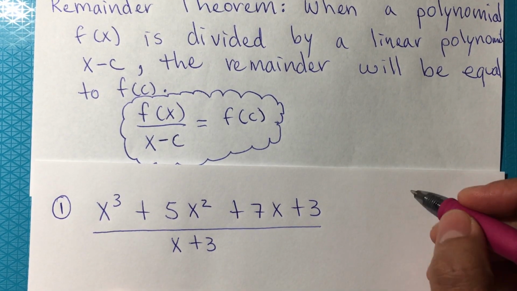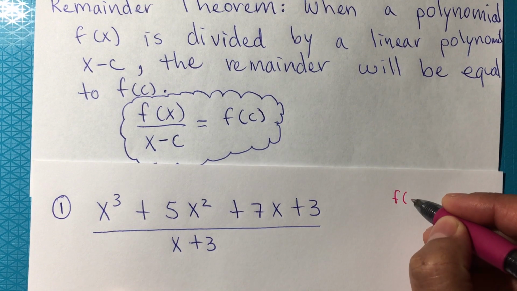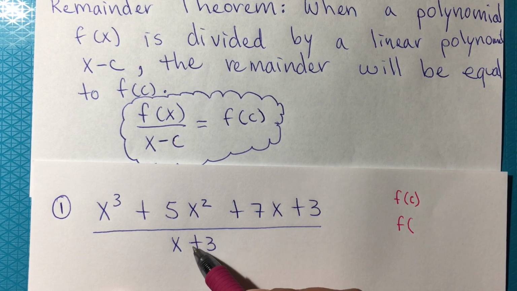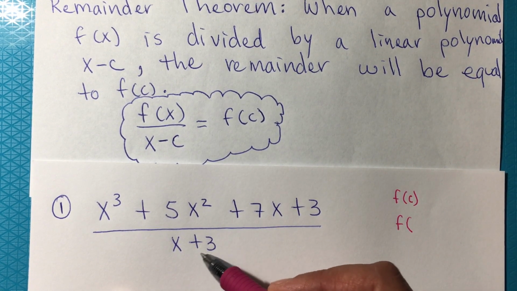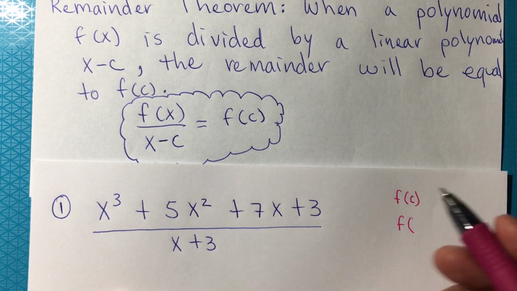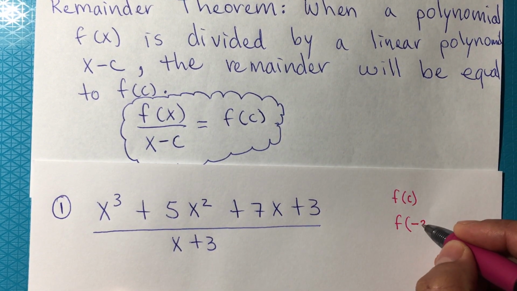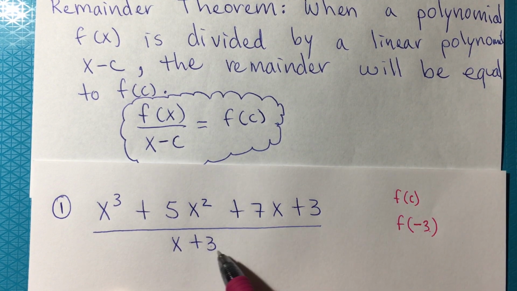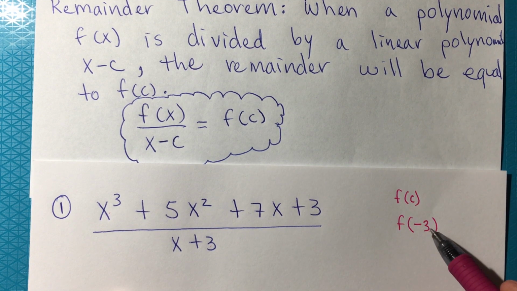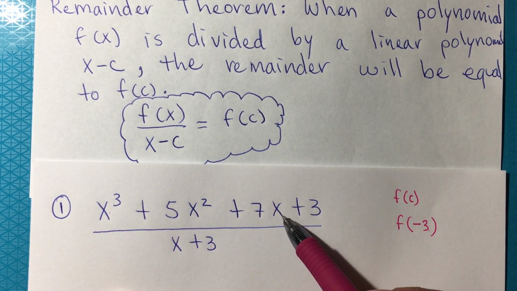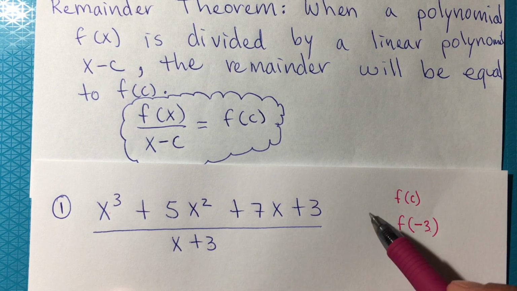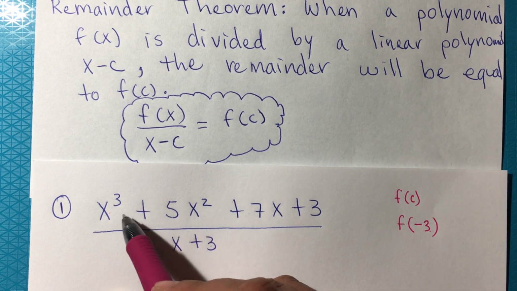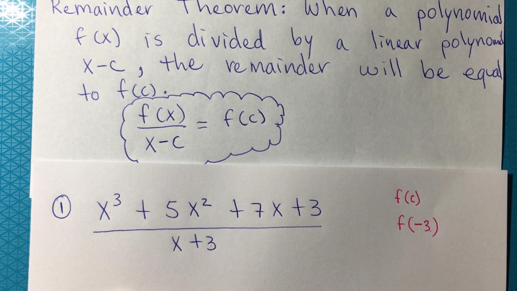What this means is that, first of all, f of c refers to f of the opposite of whatever is being added or subtracted. So since this is adding 3, in here we will have to use f of negative 3. And what does that mean? It means that if I first change the sign right here, and I substitute that into x for this polynomial, the result that I get is what I'm going to get as the remainder if I use long division or even synthetic division.